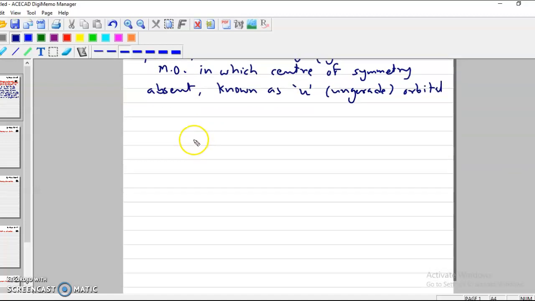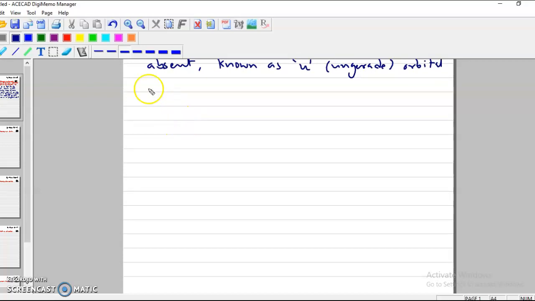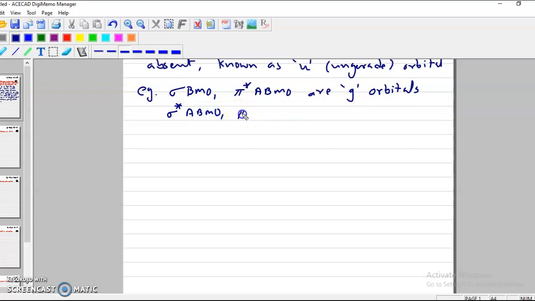So according to MO theory, sigma BMO and pi star ABMO are G orbitals in which a center of symmetry is present, and sigma star ABMO and pi BMO are ungerade orbitals, U orbitals, where the center of symmetry is absent.